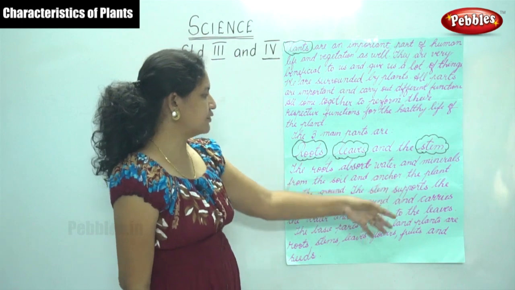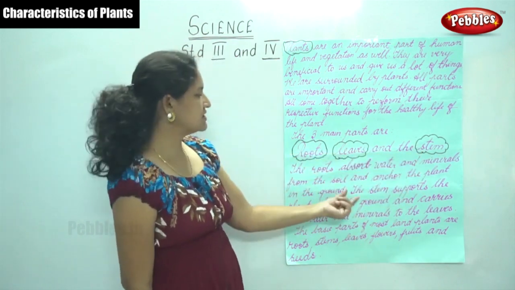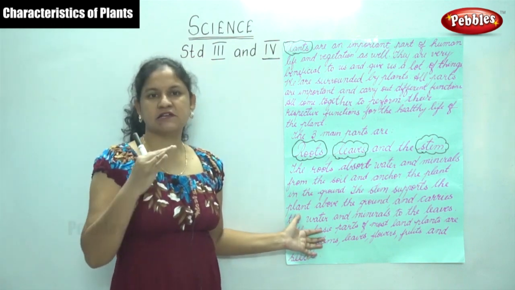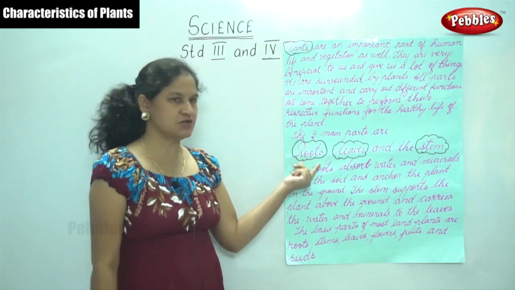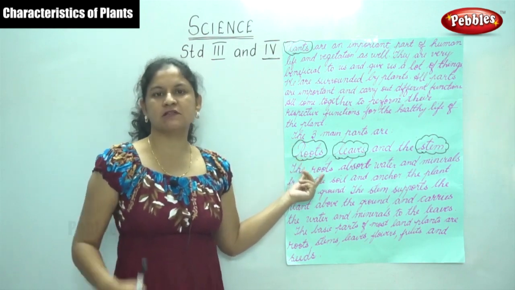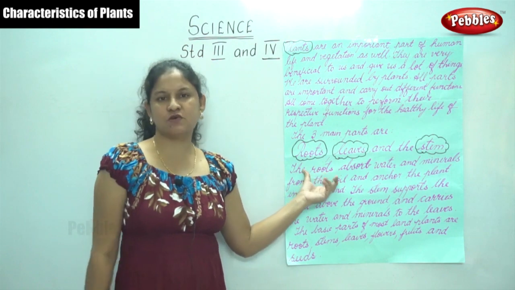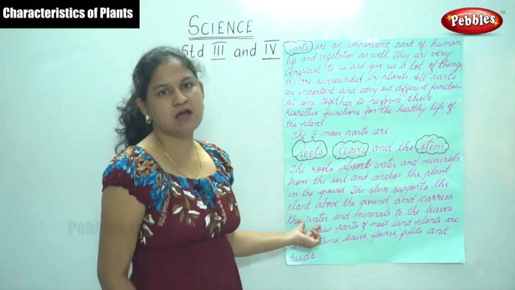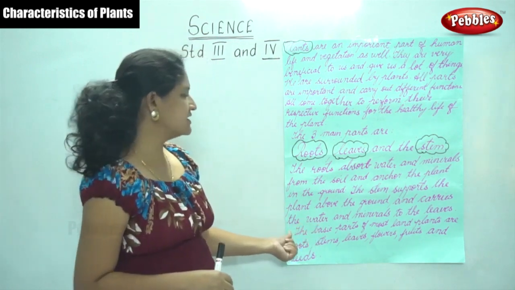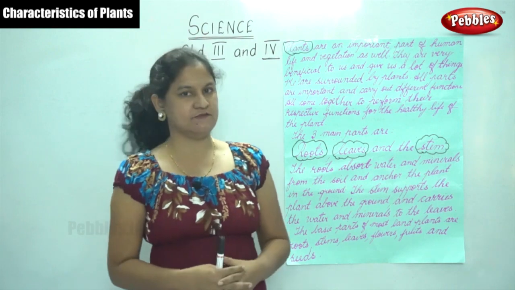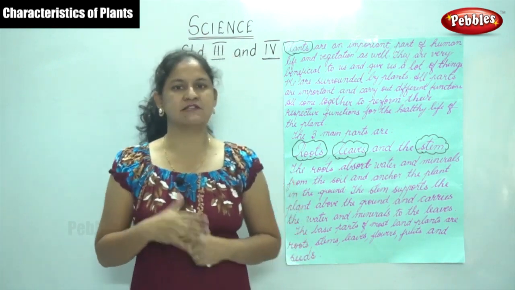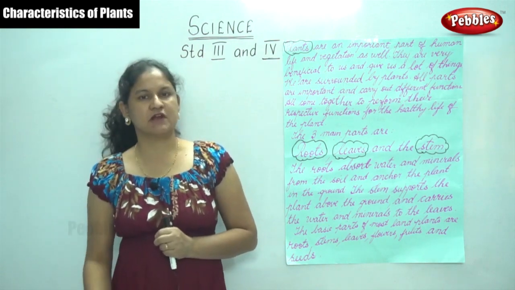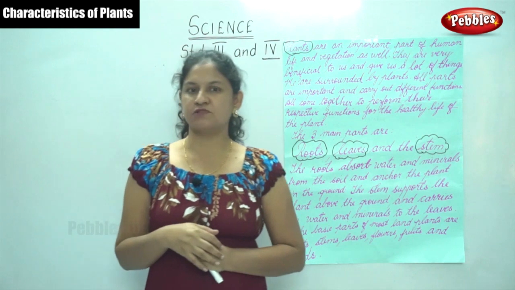The next part is the stem. The stem supports the plant above the ground. The part of the plant that grows below the ground is known as the roots, and the part of the plant that grows above the ground is known as the stem or the shoot. The stem supports the plant above the ground and carries the water and minerals to the leaves. The roots support it below the ground and the stem supports it above the ground.